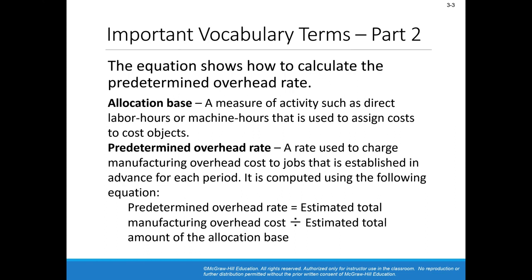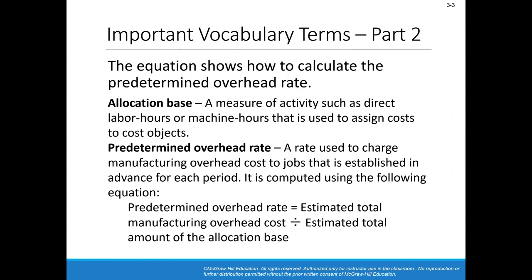So if it's labor hours, then it would be however many labor hours that is. And we calculate that so we can come up with how much it is per labor hour or per machine hour. And we can use that and assign it to the cost of a job, based on how many machine hours or labor hours were used on that particular job.